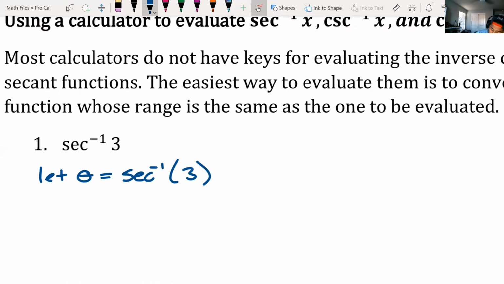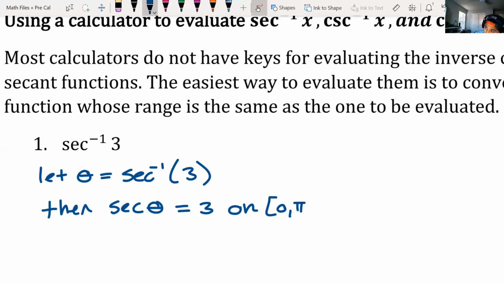Okay. Then, again, compose both sides. Then secant theta is equal to 3, but on what restrictions? The 0 to pi, where pi over 2 is not. Good. So this is on 0 to pi, where x cannot equal pi over 2, right? Yes.